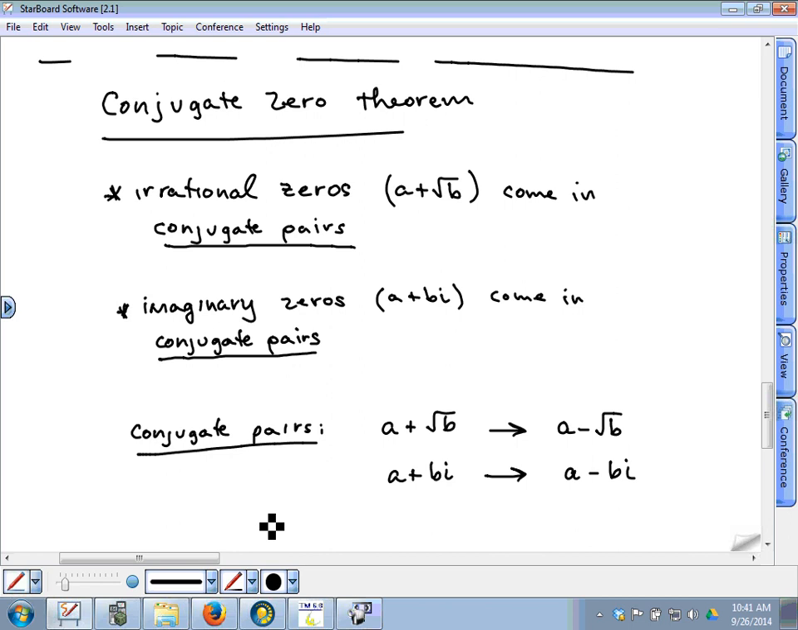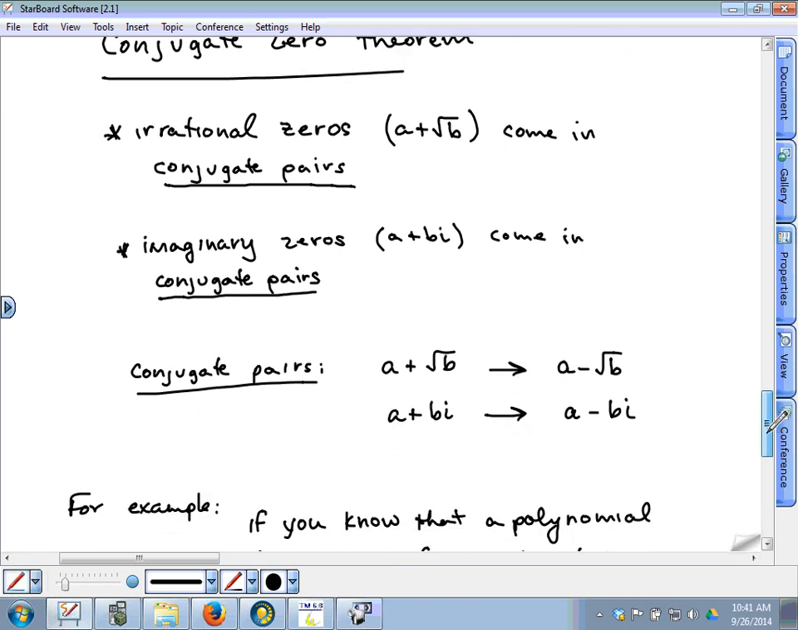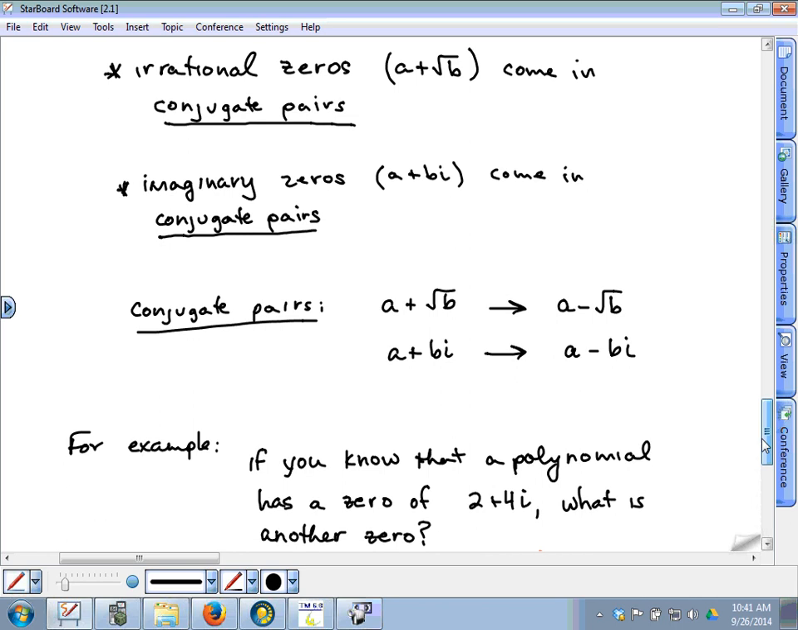And this is what the pairs look like. If you have one number that's a plus square root of b, then you're going to have another one that's a minus the square root of b. Or if you have a plus bi, you're going to have a minus bi. So write this down. If you know that a polynomial has that zero, 2 plus 4i, just write it down.